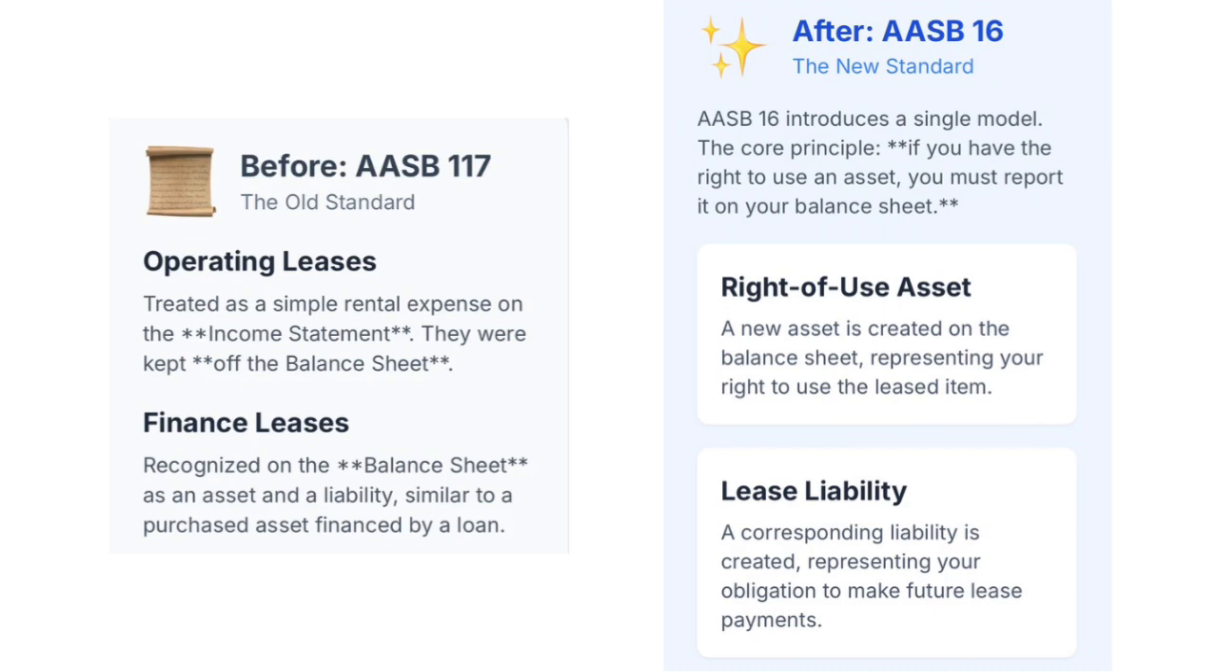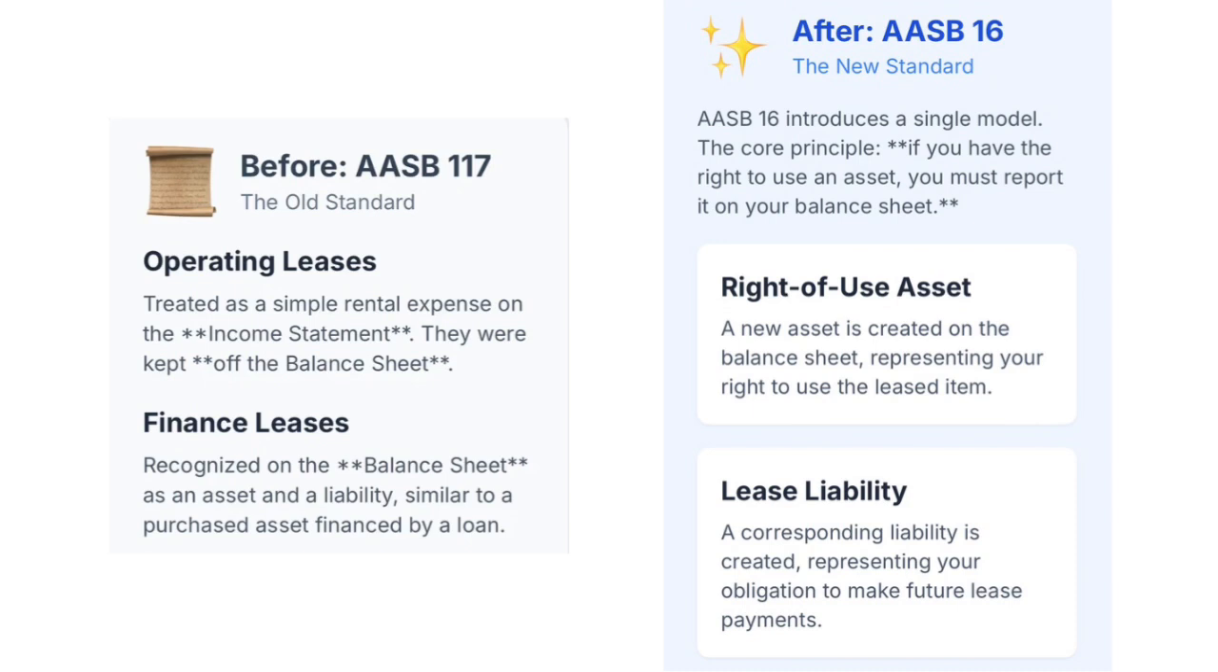The new way, AASB 16. AASB 16 changed everything. The core principle is simple: if you have the right to use an asset for a period of time, you have an asset and a liability. There are no more operating leases for most companies. Instead, almost all leases now go on the balance sheet.